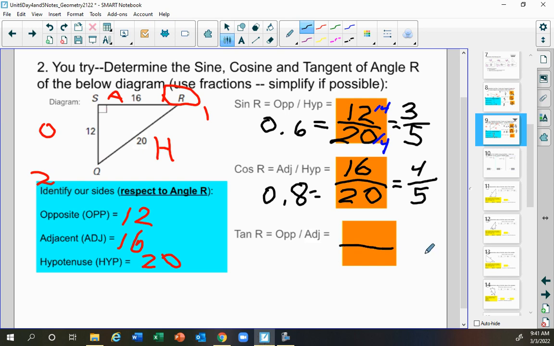What two numbers? 12, 16. What was the simplified fraction of 12 over 16? Very good. 3/4. Nice. Somebody put 0.75. It's not wrong. Okay, questions?